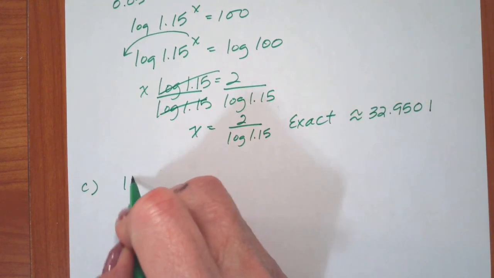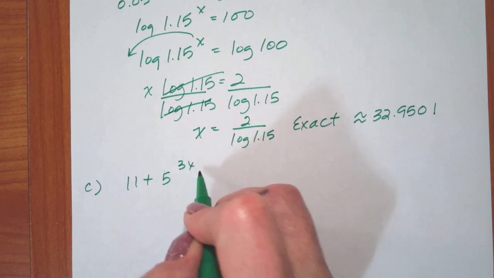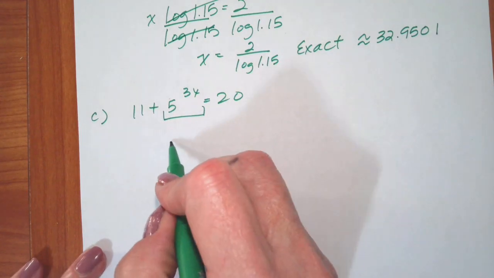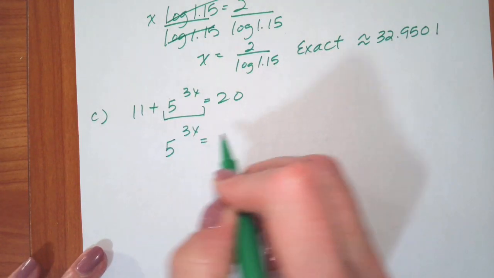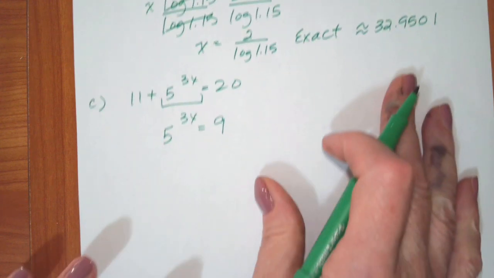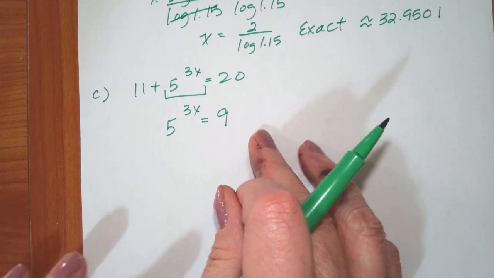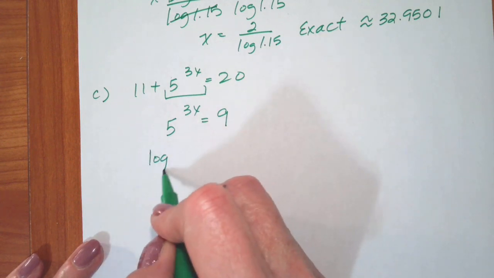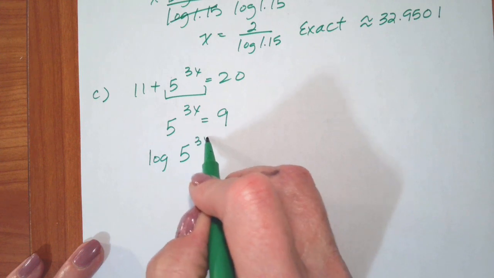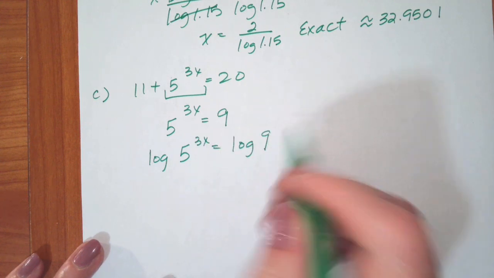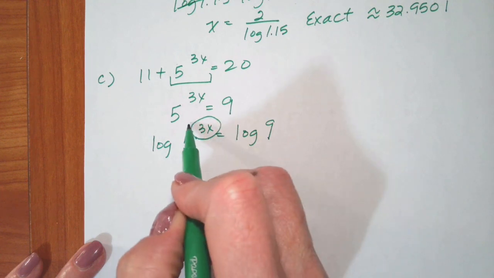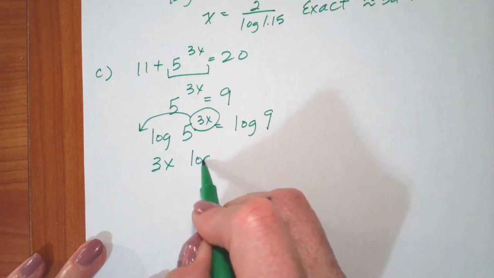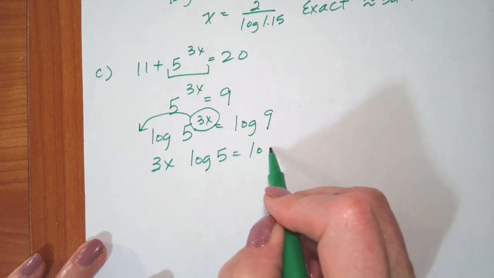Okay, for C, you have 11 plus 5 to the 3x is equal to 20. All right, I want this by itself, so I'm going to subtract 11 from both sides. So 5 to the 3x is equal to 9. I don't care which one we use. I used log base 10. So log of 5 to the 3x is equal to the log of 9. The whole point of doing that was so I can bring this around. 3x times log 5 is equal to log 9.